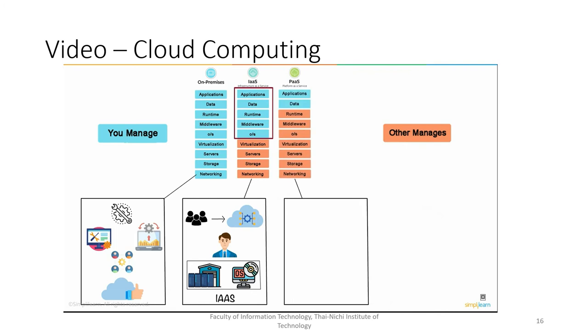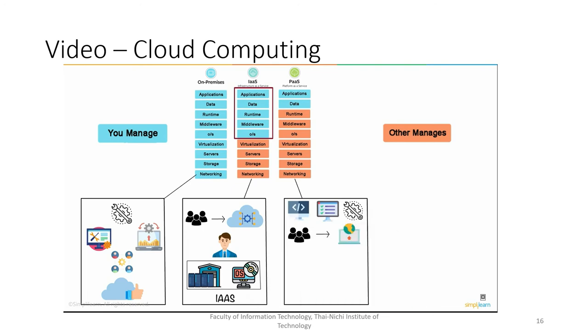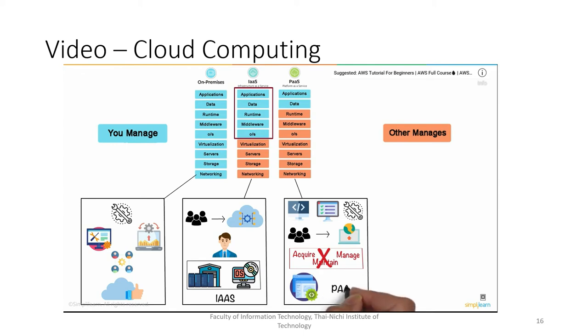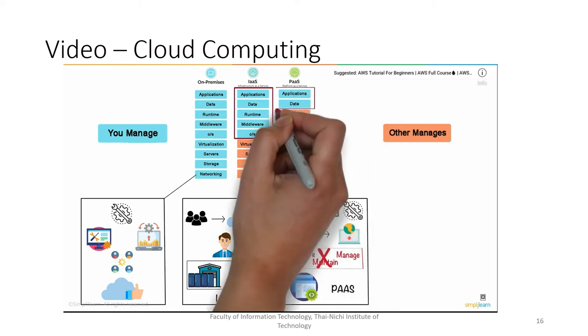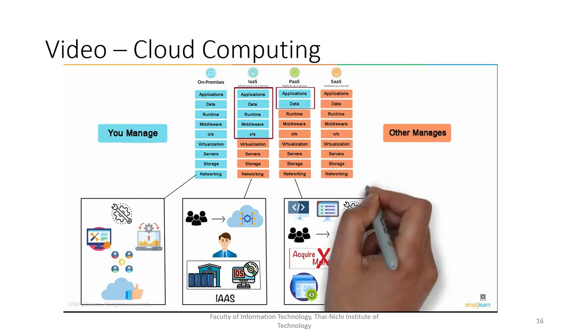PaaS, or Platform as a Service, provides cloud platforms and runtime environments for developing, testing, and managing applications. This service model enables users to deploy applications without the need to acquire, manage, and maintain the related architecture. If your organization is in need of a platform for creating software applications, PaaS is the model for you. PaaS only requires you to handle the applications and the data. The rest of the components like runtime, middleware, operating systems, servers, storage, and others are handled by the cloud service providers. And finally, we have SaaS.